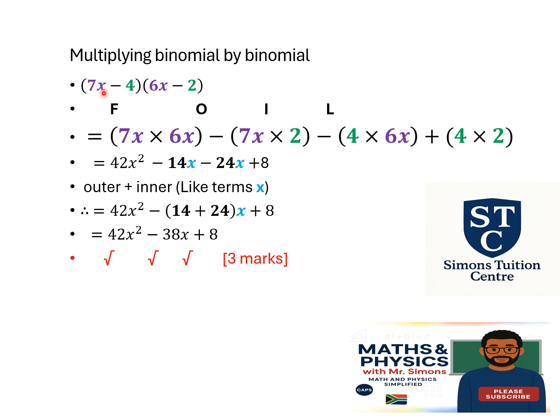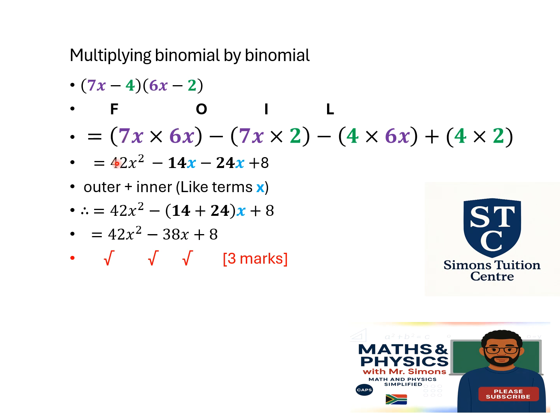So my first terms is 7x and 6x, so therefore 7x times 6x. My outer terms on the outside of the brackets is 7x and negative 2. So positive times negative 2 gives me negative. And that becomes 7x times 2. My inners is 4 and 6x. So negative times positive gives me negative. Becomes 4 times 6x. My last terms is negative times negative, which is positive, and it becomes 4 times 2.